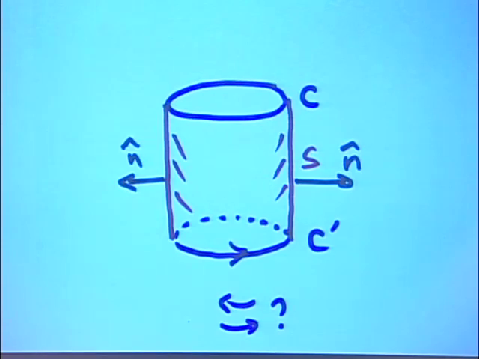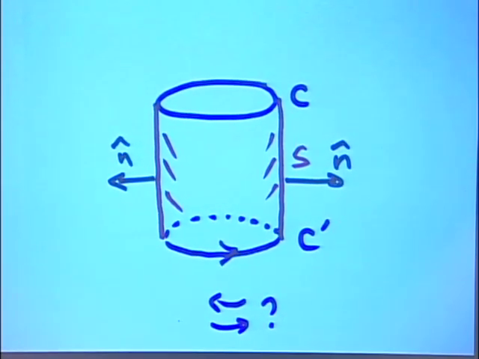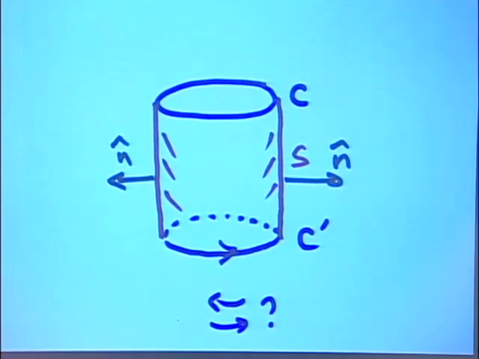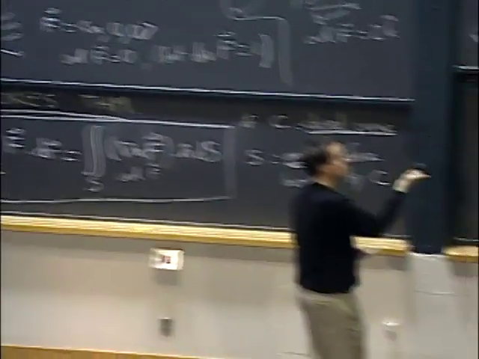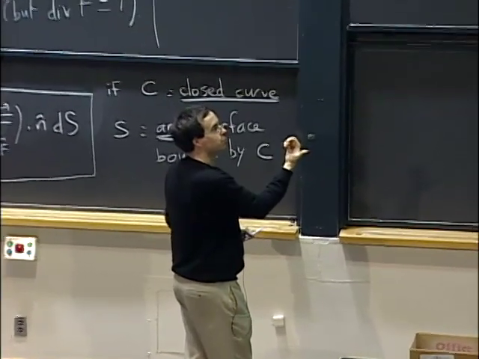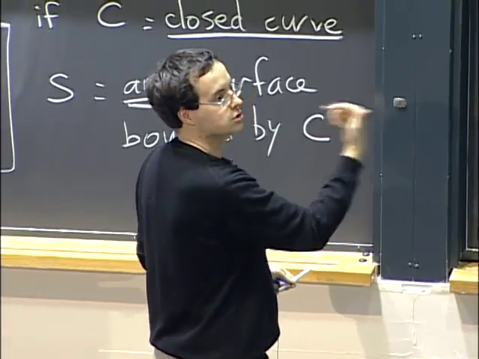One way to think about it, actually, it's pretty easy. Imagine that you're walking on the outside of a cylinder along C prime. If you want to walk along C prime so that the cylinder is to your left, that means you have to go counterclockwise around it. The other way is to use your right hand. Say when you're at the front of C prime, your thumb points to the right, your index points up because that's where the surface is, and then your middle finger will point out.